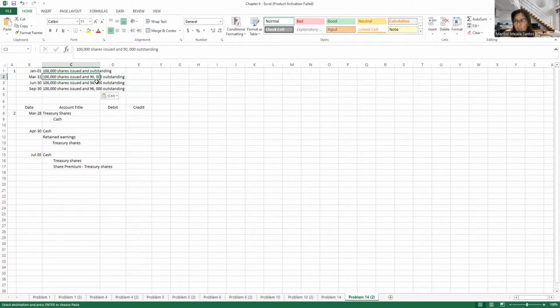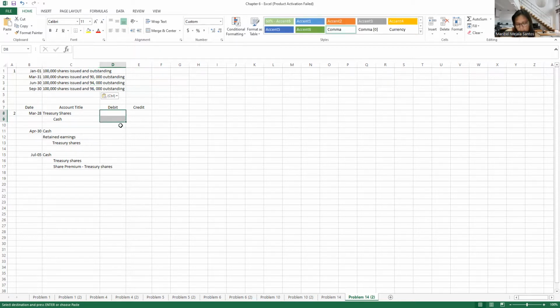Issued siya in a term na hawak mo nga lang siya. Then on April 10, sold 4,000 treasury shares. So, yung 4,000 na sold natin. So, 100,000 shares pa rin issued, pero ang outstanding na ay 94,000 kasi we reissued it. And July 5, 2,000, so it became 96,000. So again, so prepare journal entry.